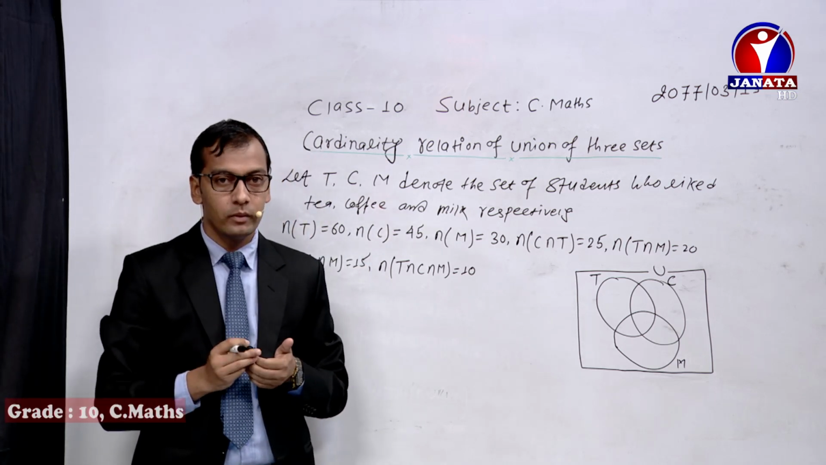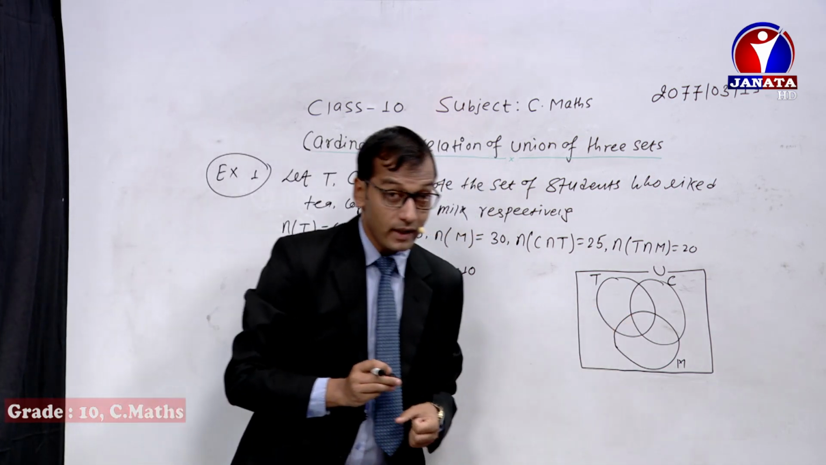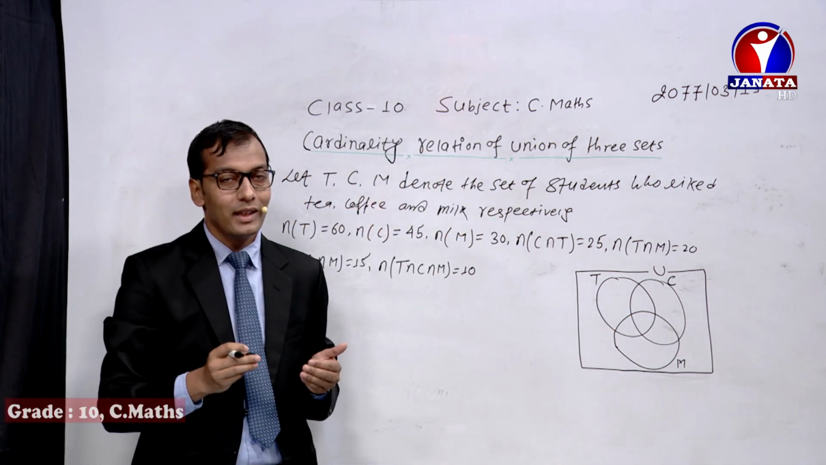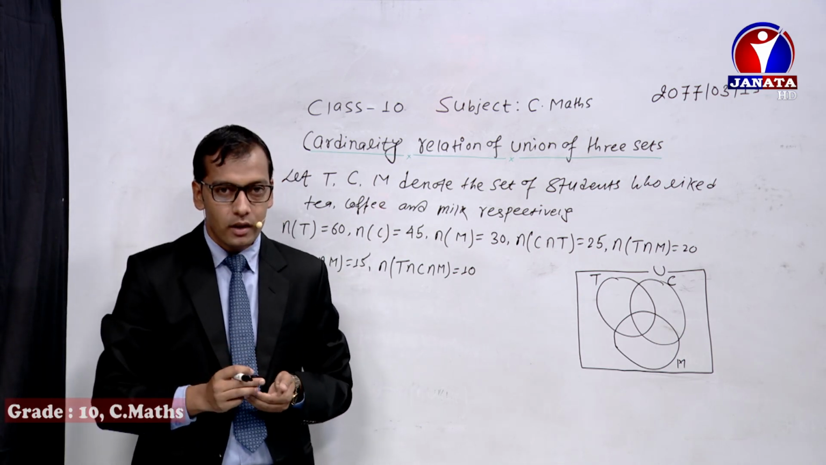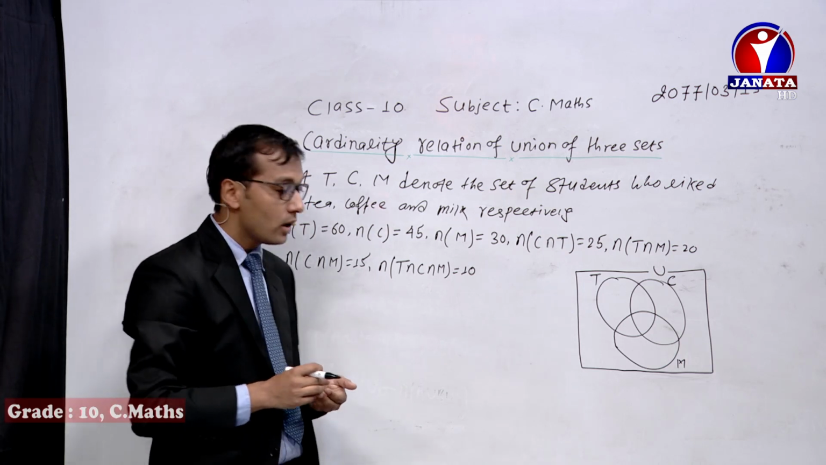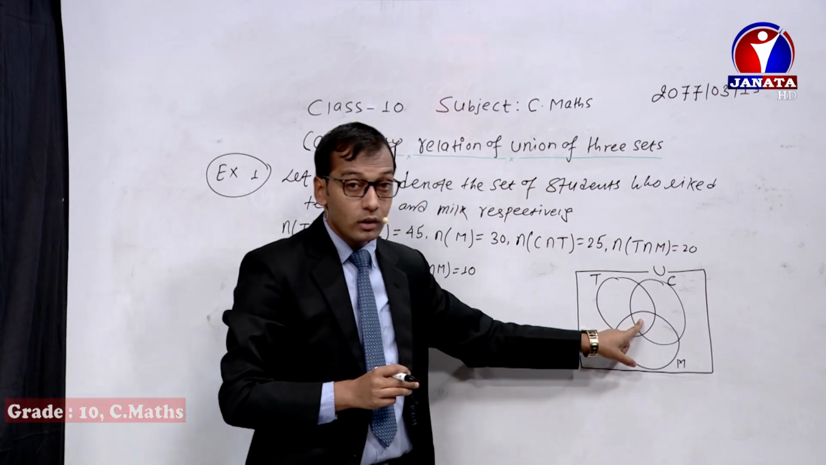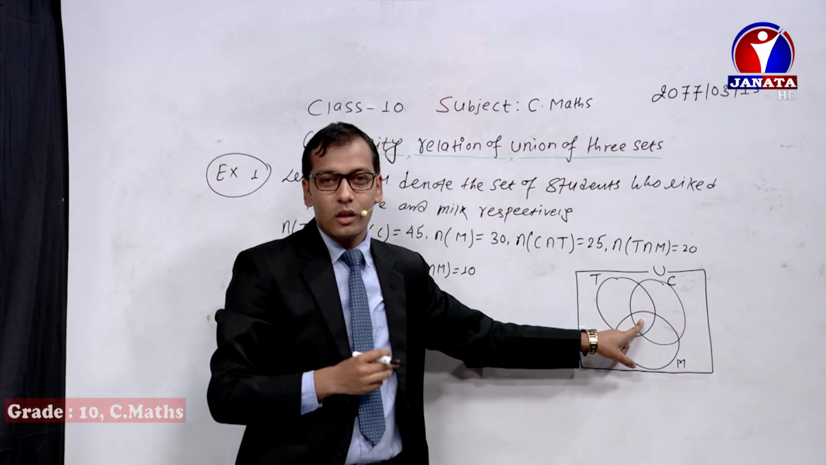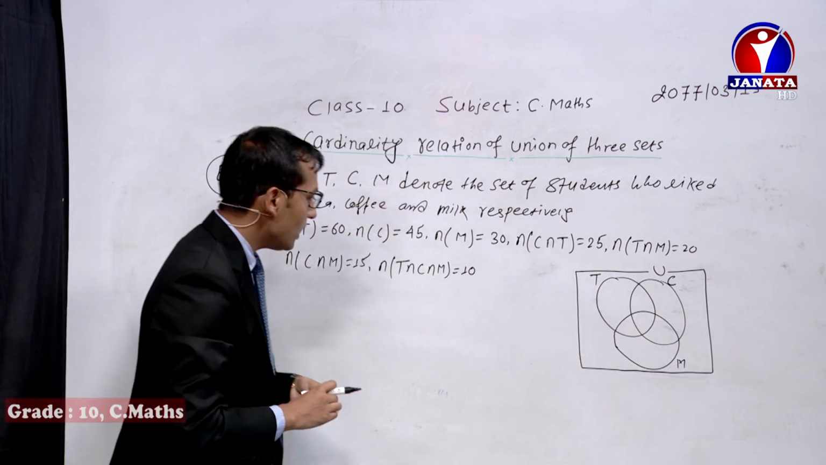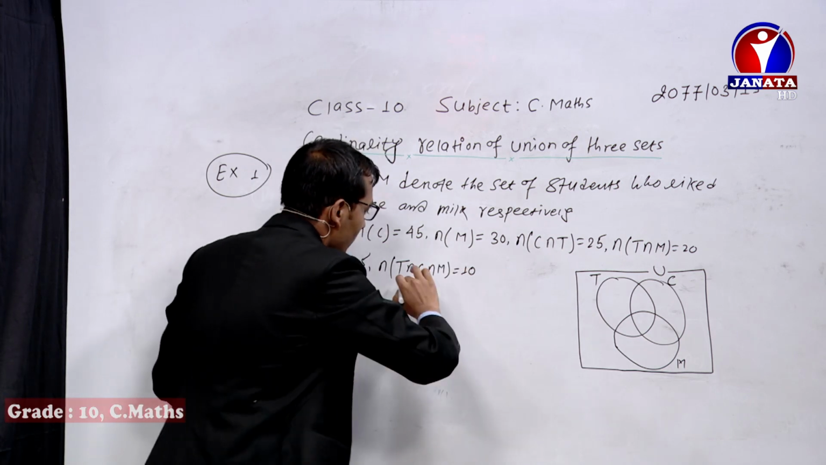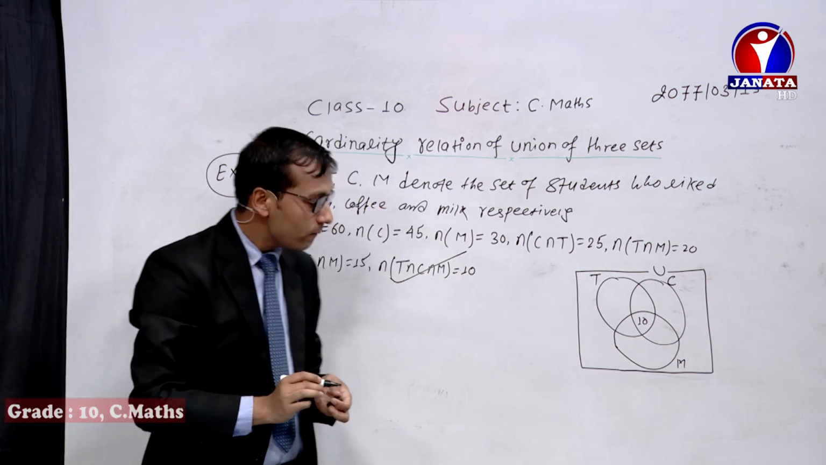Now how to start filling the diagram? This is the main concept. In case of 2 subsets, we fill the common region of the 2 sets. Similarly, in case of 3 different subsets, we start inserting the number in the middle, intersecting region, which is the common region of all 3 sets, T, C and M. So what is the intersection of all 3 subsets? This is 10. Let's put 10 in the common region.